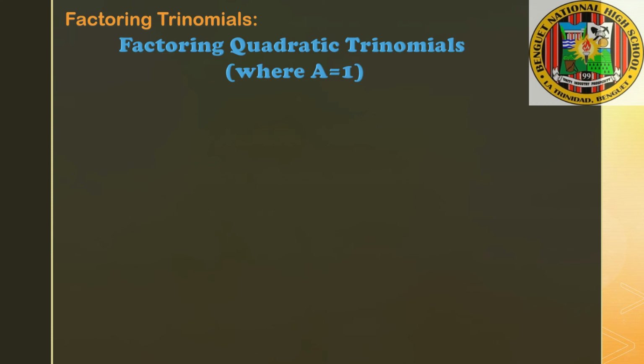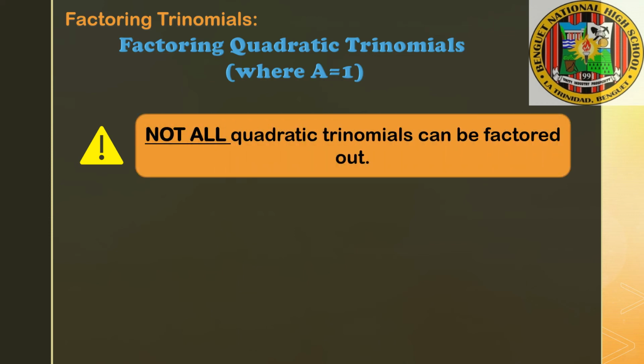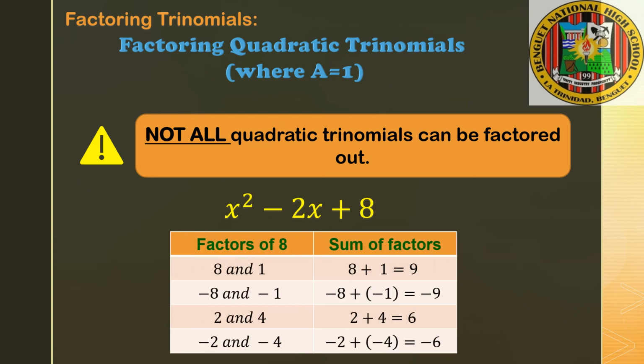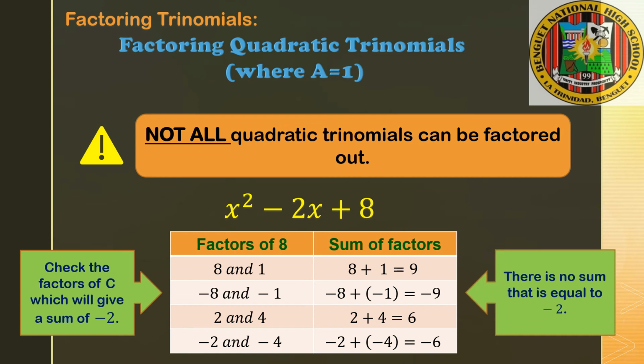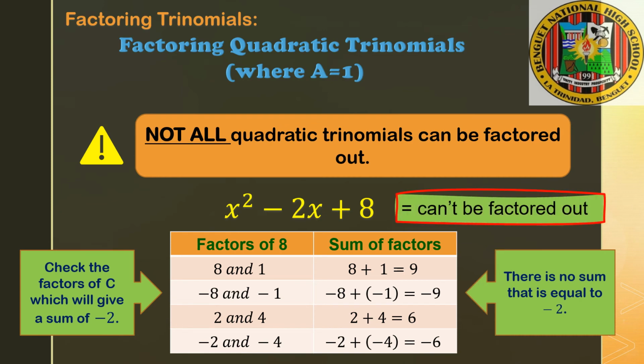Before we have our final practice, however, a word of caution. In factoring quadratic trinomials, there's a possibility that the trinomial can't be factored out into binomials. Take x squared minus 2x plus 8 for example. When we take a look at the factors of 8, we can see that there is no pair of factors that can give a sum equal to the value of b, which is negative 2. This means that the trinomial can't be factored out. That is why it's important that we start by checking the problem first before we solve.